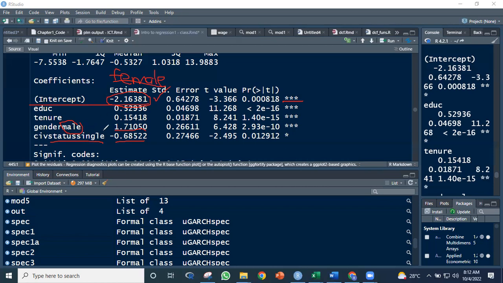Because take note that the intercept is interpreted as the average value of your dependent variable, which is hourly wage, given that all your parameters are 0. So that means 0 years of education, 0 years of tenure. Now, gender male, the 0 there is female. So that's why we're interpreting it as a female and then also a married employee. Okay, so that's how we interpret the intercept.